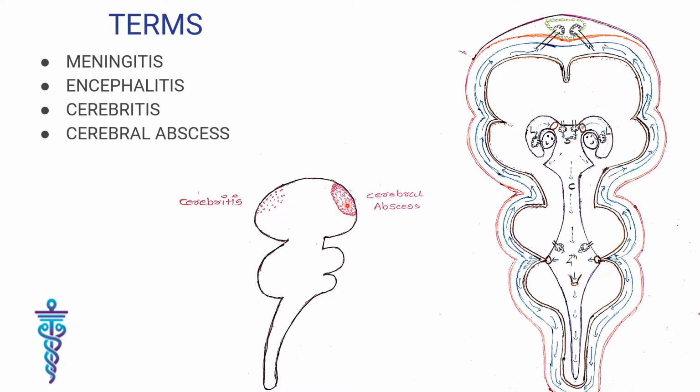So now you understand what meningitis, encephalitis, cerebritis and cerebral abscess are. Meningitis and encephalitis are the generalized and diffuse conditions, and the localized conditions are the last two we discussed, cerebritis and cerebral abscess.